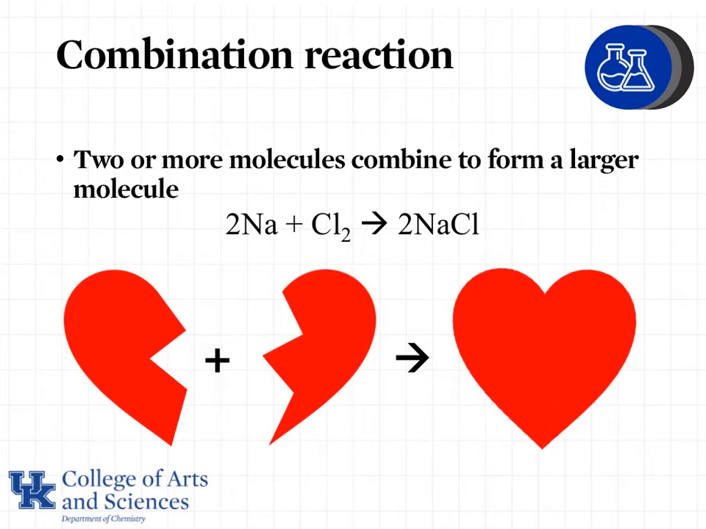Now we're going to look at several types of reactions. The first of which is a combination reaction. In this case, two or more molecules combine to form a larger molecule. In this example, we have 2 sodium plus chlorine, giving us 2 NaCl. In this case, we actually started from elements, but those could just as easily have been molecules or compounds.